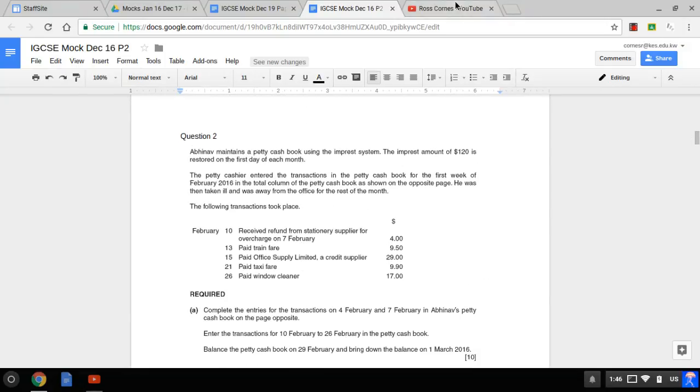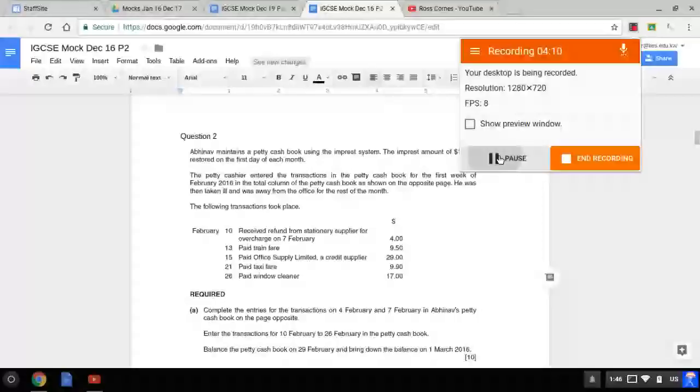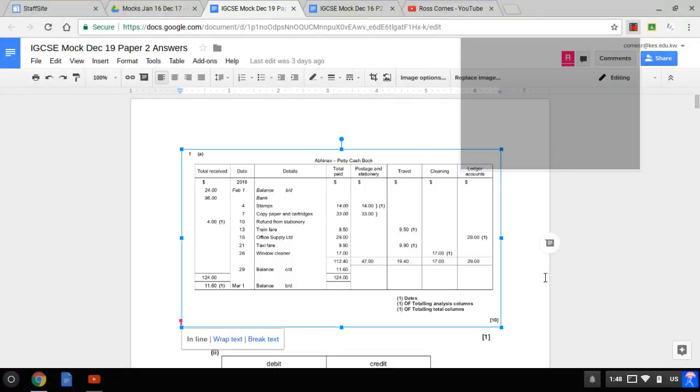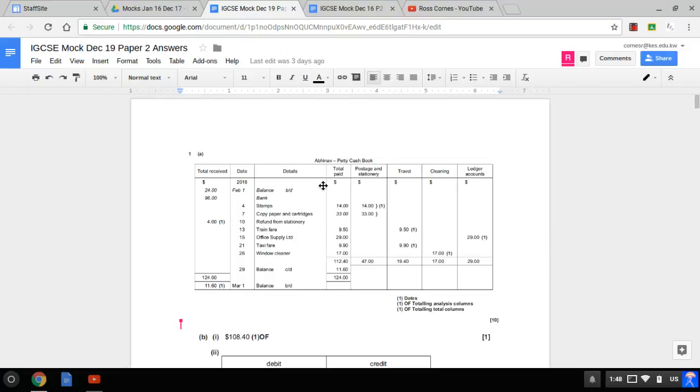Right, question 2. Okay, so on the Jan 17, question 2, petty cash book. Most people did this correctly. I think you were given the balance brought forward as being 24 anyway, but they make the imprest up to 120. So that's a debit entry in the petty cash book, and because it's from the bank, you put bank in.